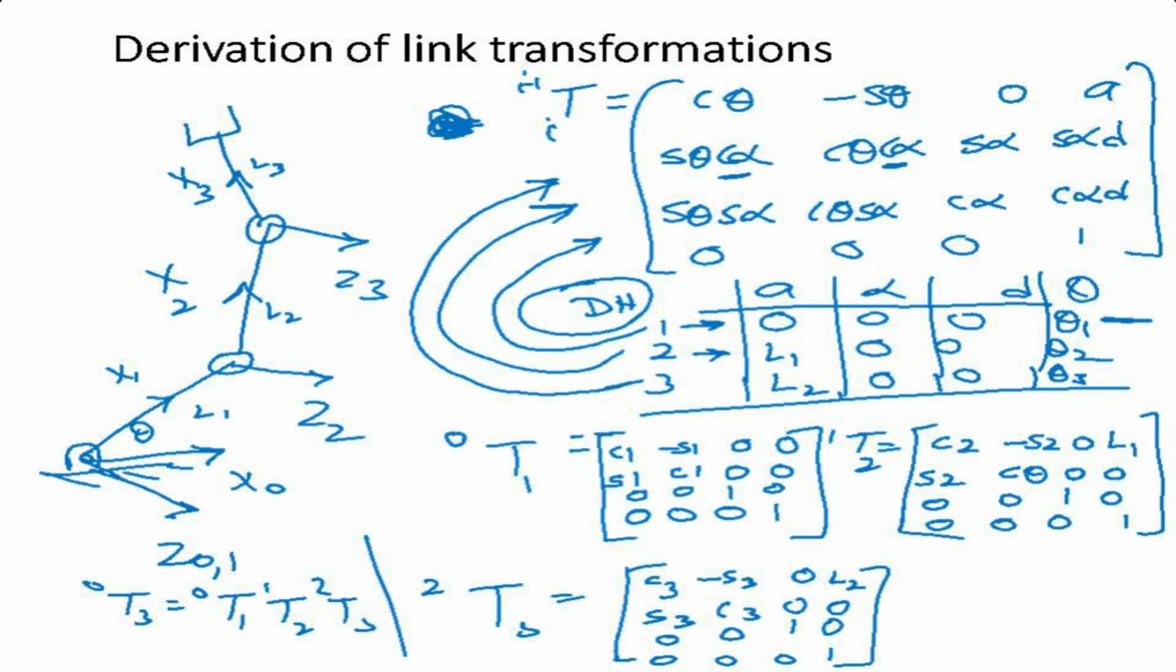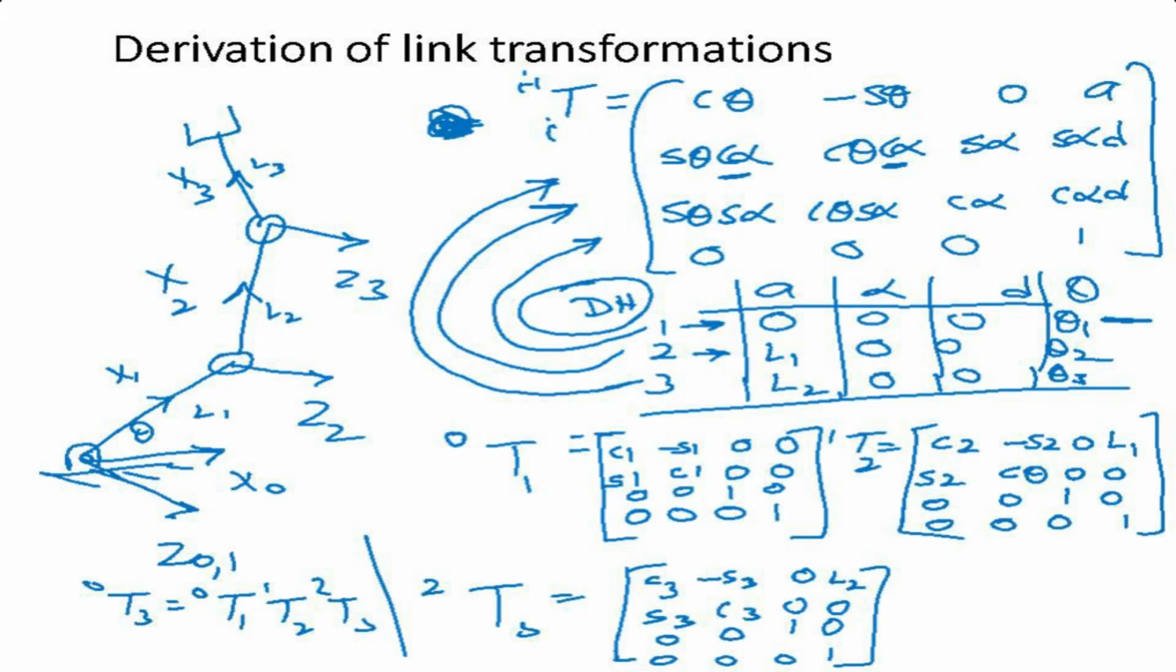Now, what we want to do is find each of the transformation matrices. T 0 to 1, what is this matrix? Then I need to find T 1 to 2, what is this matrix? Then the third matrix, T 2 to 3, what is this matrix? I want to find each of these matrices.